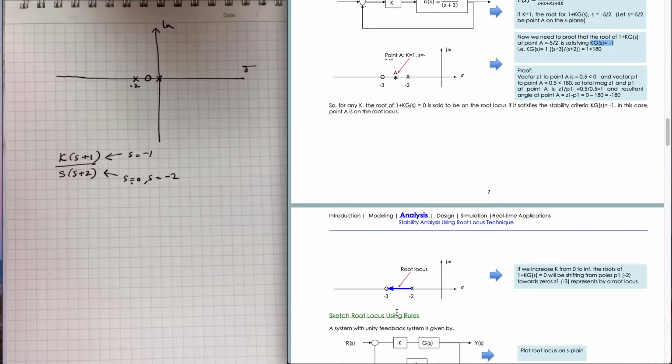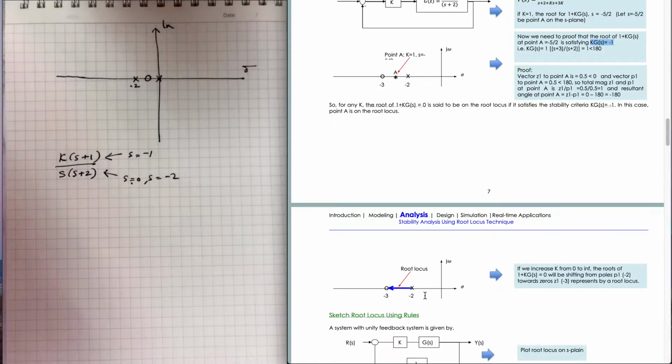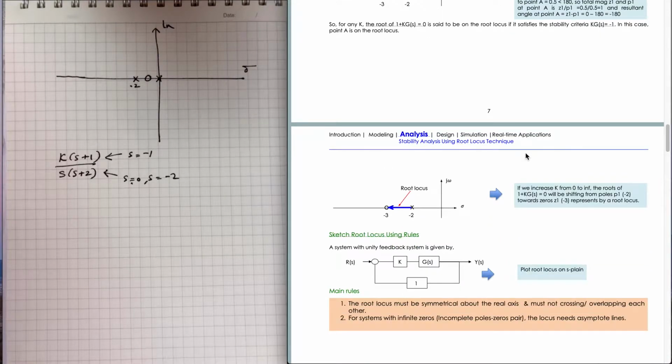So the root locus, as you increase k in the closed loop, is moving towards the zero as k increases, or k increases to infinity. So this is the root locus. So you know that the system will remain stable for whatever k values. You can verify that. Okay.